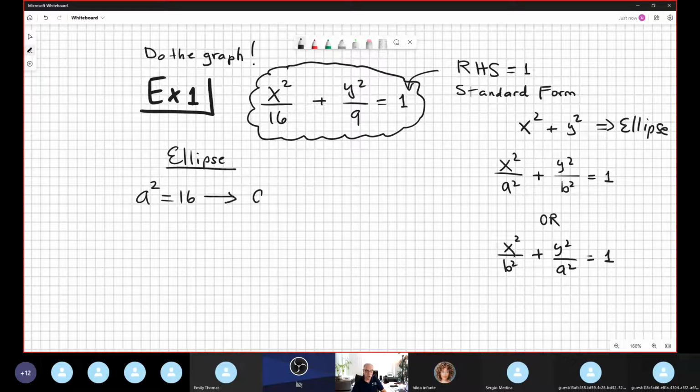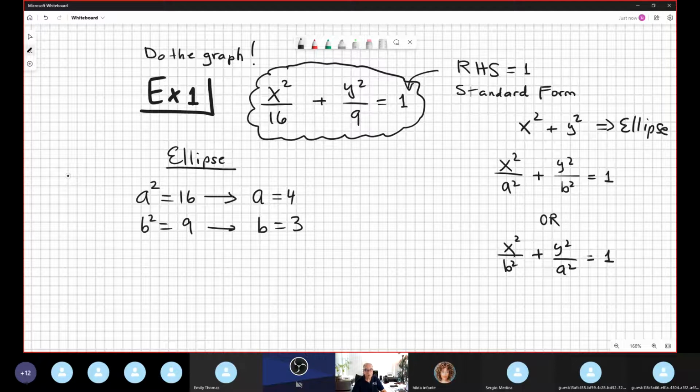Therefore, I put the arrow, A is 4. Square root both sides. And you take always the positive solution, never negative because it's distance. And likewise, B squared is 9. Therefore, B is 3.